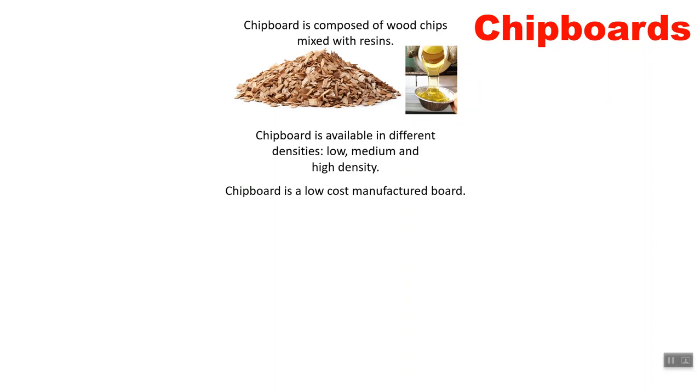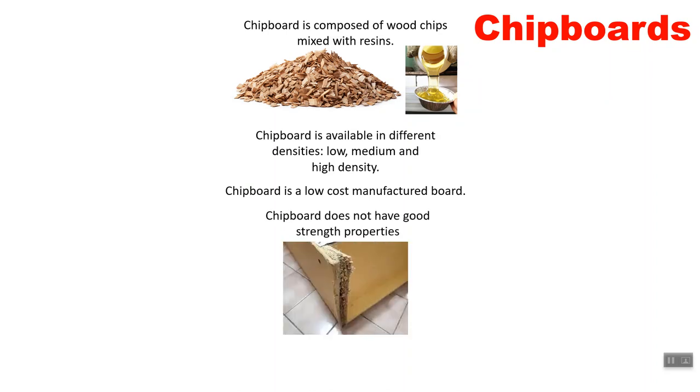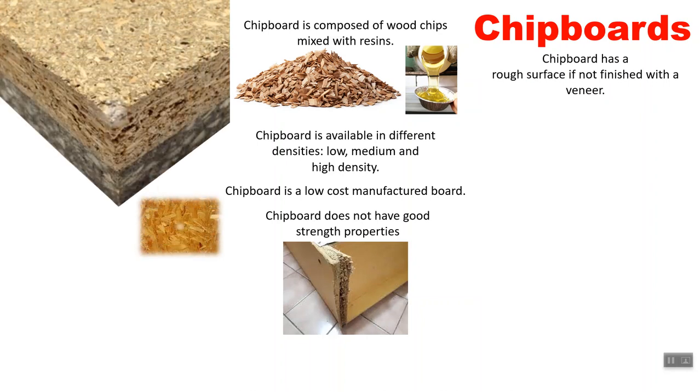Chipboard is a low-cost manufactured board. But chipboard does not have good strength properties. It is easily damaged by water, and it is also very weak. It cannot support heavy weights. Chipboard has a rough surface if not finished with a veneer.